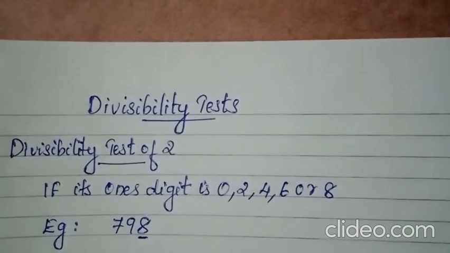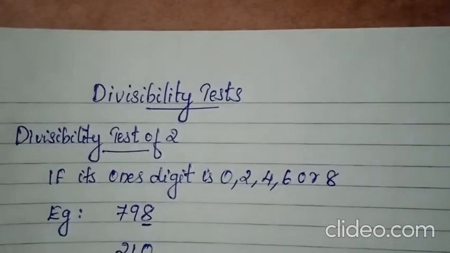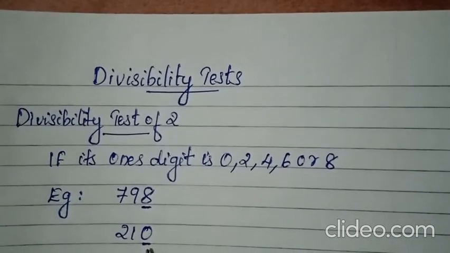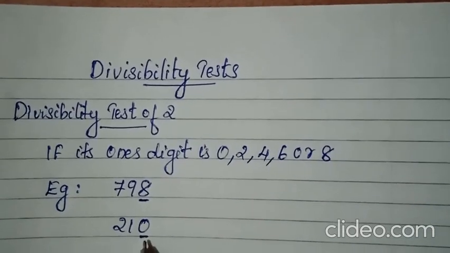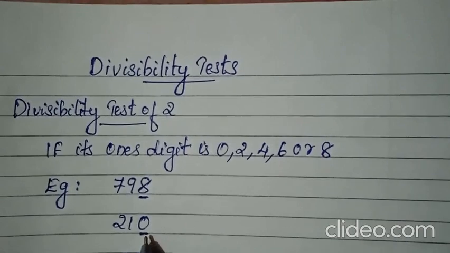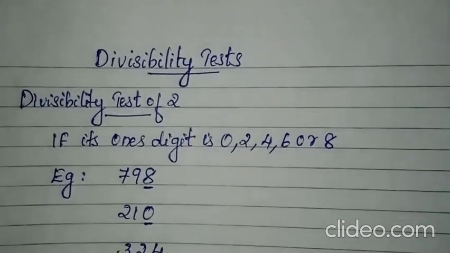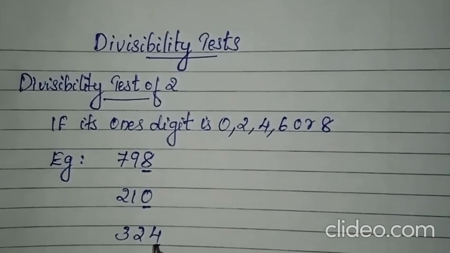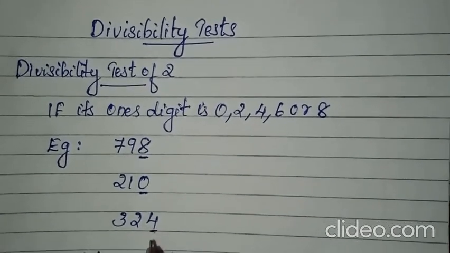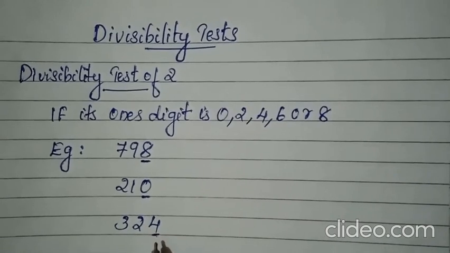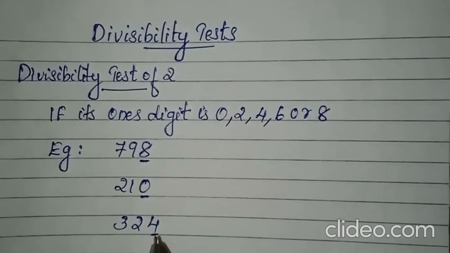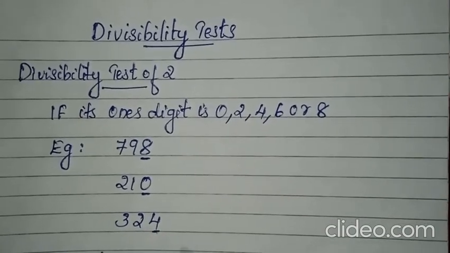Another example is 210. Here 0 is the last digit. Understood? So we can say that that number is divisible by 2. And one more example is 324. So 4 is the last digit, the unit digit. So we can say that 324 is divisible by 2. Understood?